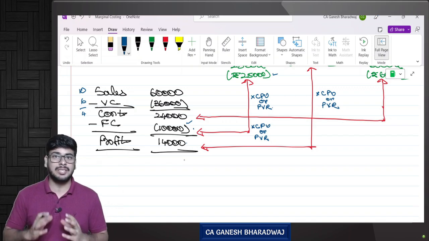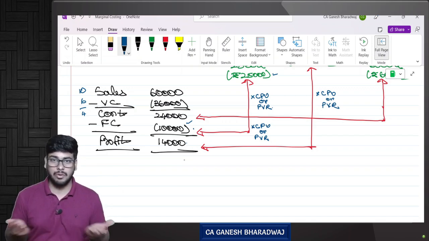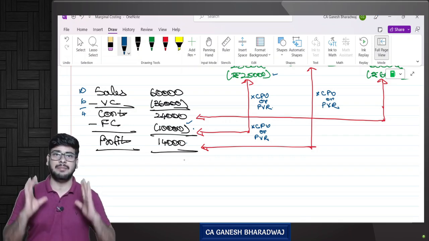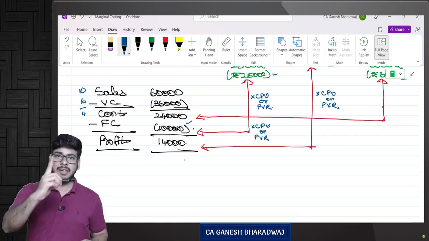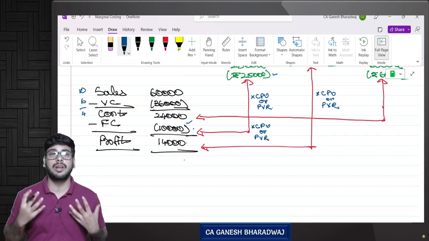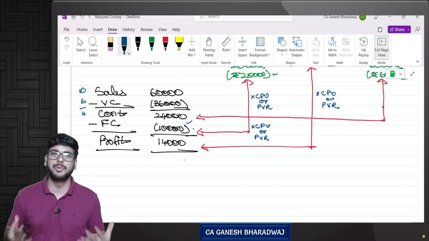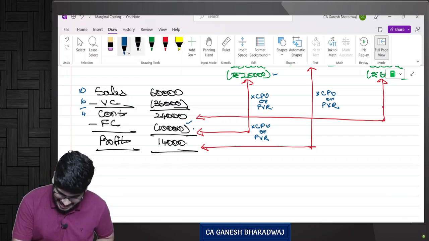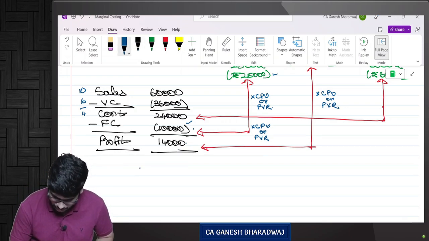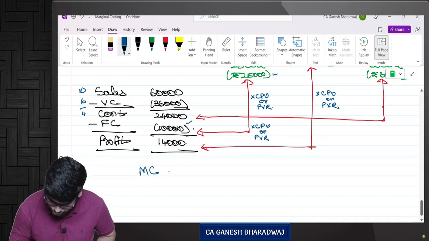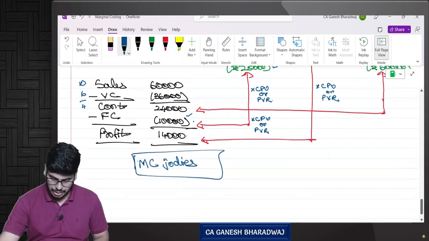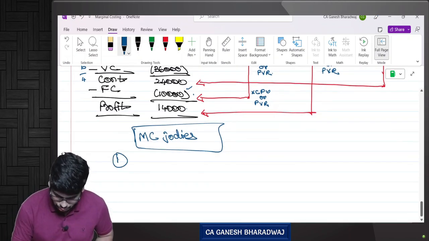For some reasons, certain students mug this up. Please don't mug this up. It's very, very practical. You just need to take some extra time and understand it conceptually. Every single sum, you will fall in love with it. You will start enjoying the beauty of this chapter. That's how it is. Fine. So I'm just writing it down here. Marginal costing jodis. First jodi.